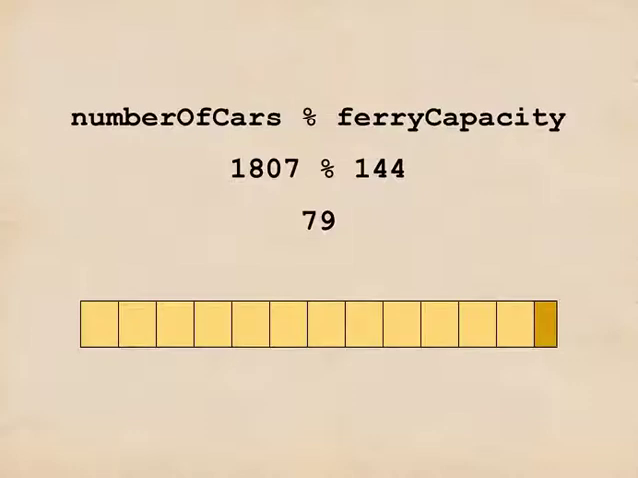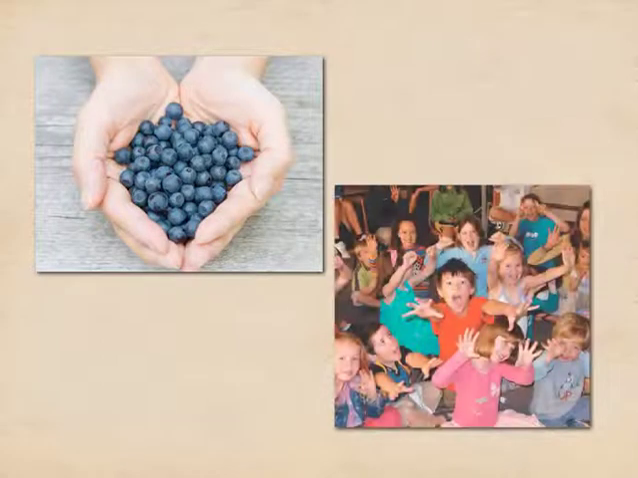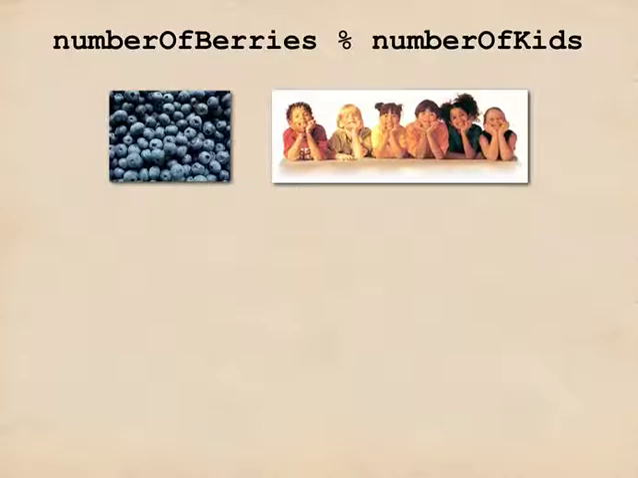Here's another example. You have a bunch of blueberries and a class full of kids, and they want the blueberries. To be fair, you want to give the same number of blueberries to everyone. If there are any blueberries left over at the end, you're going to feed them to the class hamster. So the question is, how many berries does the hamster get? Of course, we're going to compute number of berries modulo number of kids.